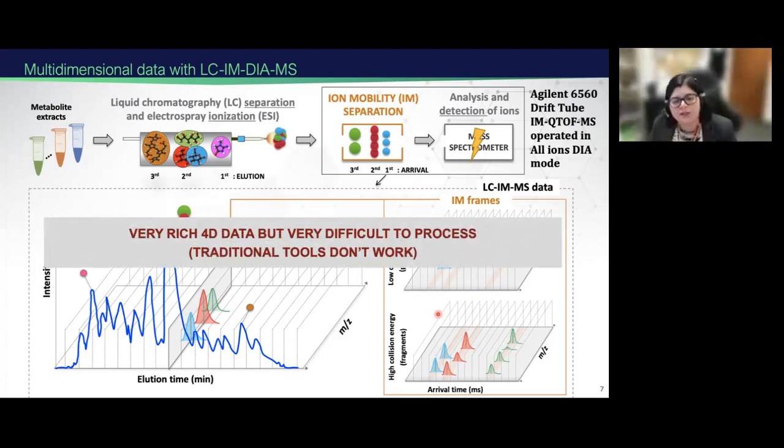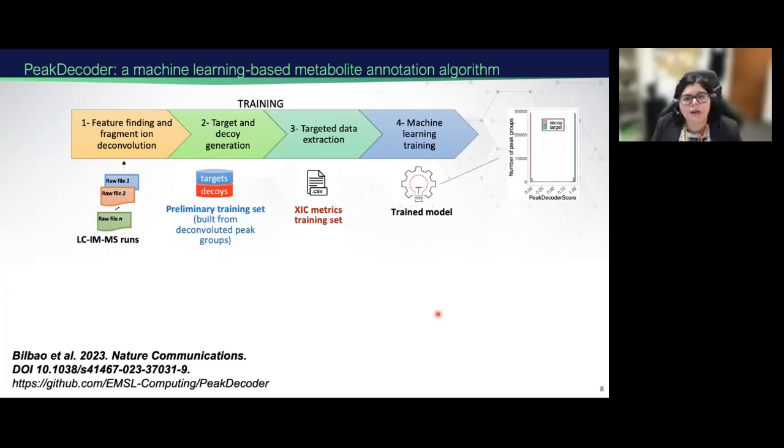This is very rich data, but the limitation is that it's very difficult to process and the traditional tools don't work. So we developed this new algorithm that we call PeakDecoder, that I designed, to enable the processing and the annotation for this kind of complex data. We combined a series of existing tools together into a workflow that includes some machine learning with new code that we developed into a single workflow.